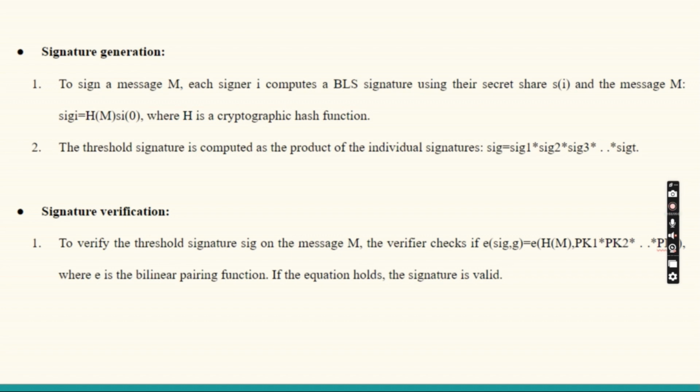And last, we have the signature verification, that is, to verify the threshold signature SIG on the message M. The verifier checks if e(SIG, g) is equal to e(H(M), PK1 times PK2 up to PKt), where e is the bilinear pairing function, and if the equation holds, our signature is termed as valid.